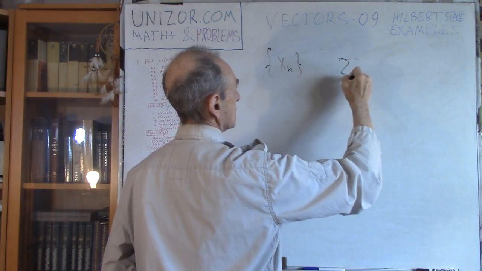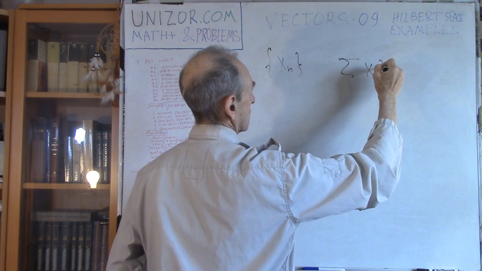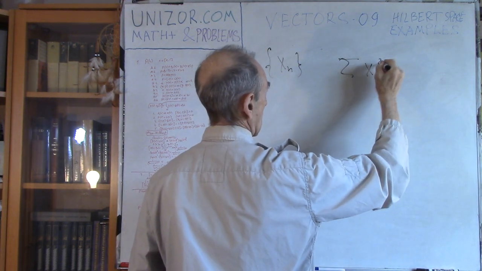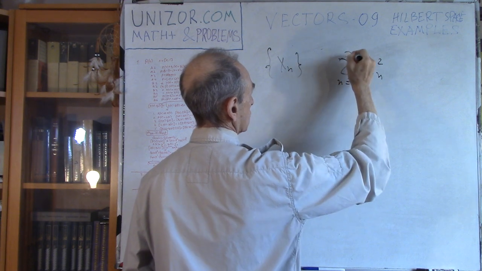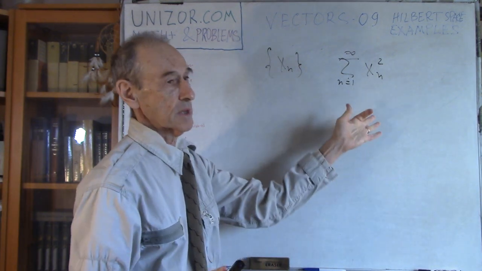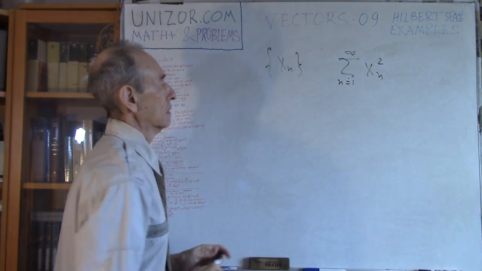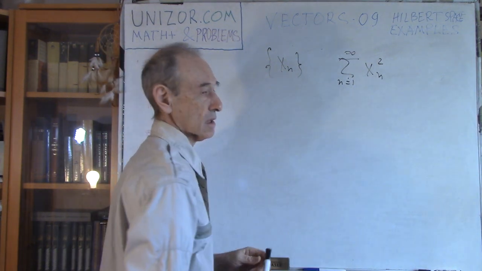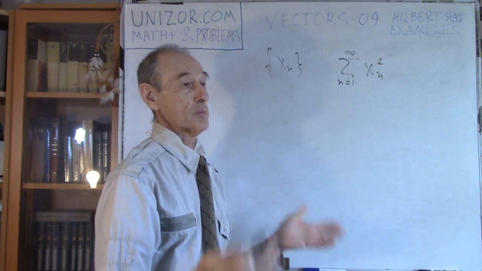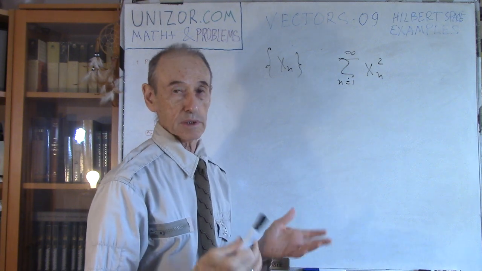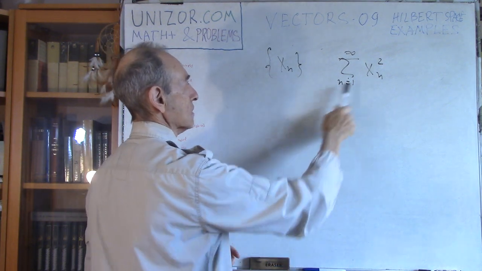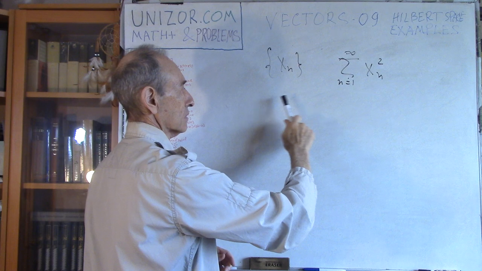And the only property is that the sum of their squares from n equal to 1 to infinity is converging. So it's limited, basically. Whenever we are adding squares of these numbers together up to infinity, we will still have some real number. Like, for example, the sum of an infinite geometric progression is a real number. It's not infinite.